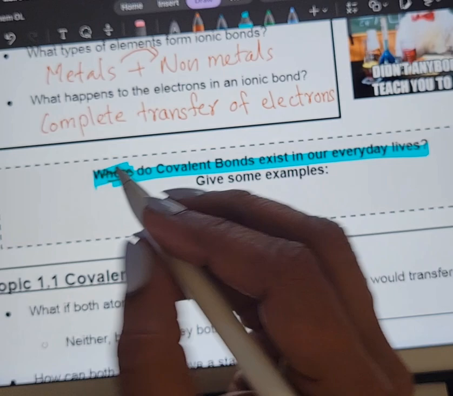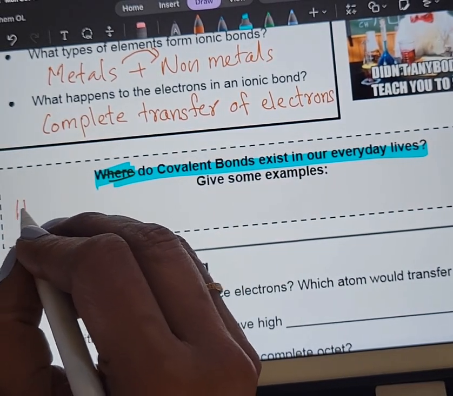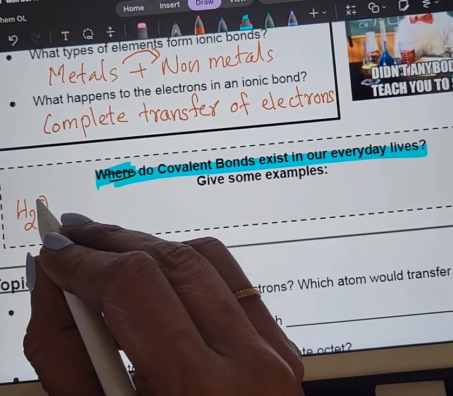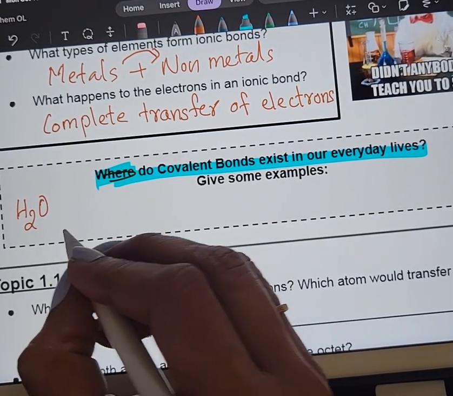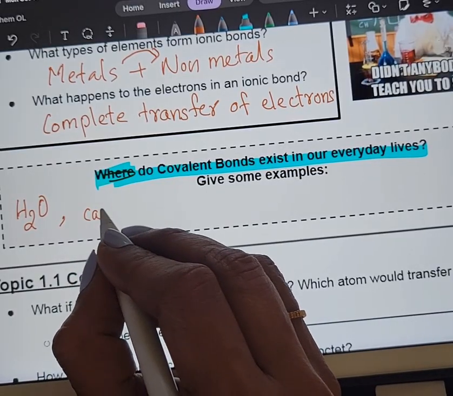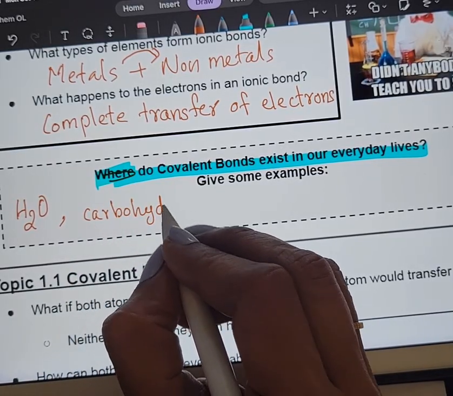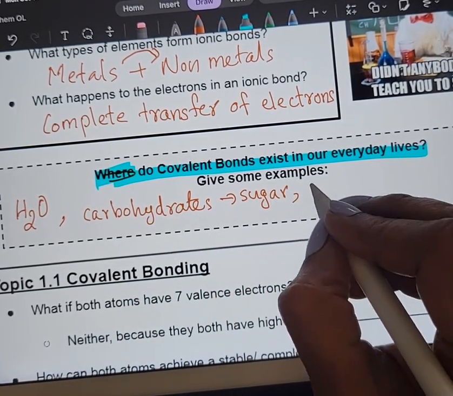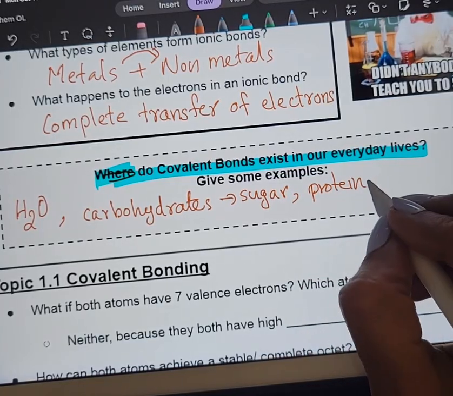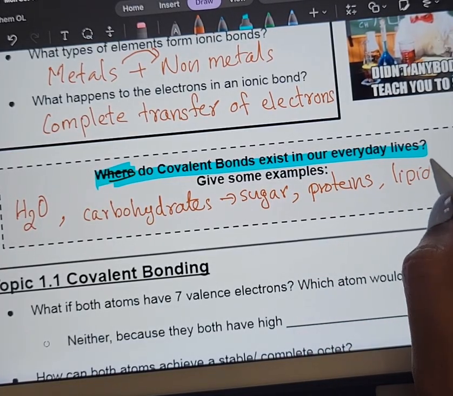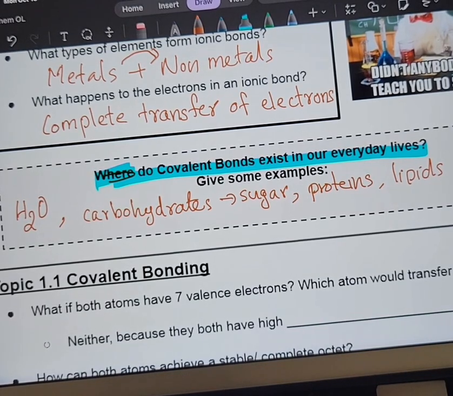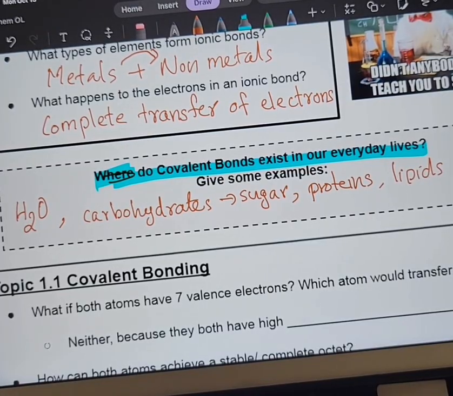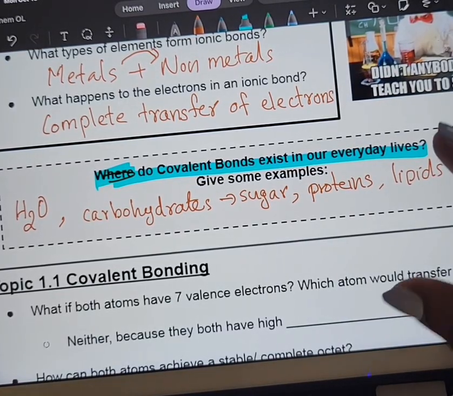If you can, go ahead and write. The first and most important one is H2O, which is called water. Our life won't exist without water. And all biomolecules, for example carbohydrates, a very good example is sugar. And proteins, lipids, everything. All biomolecules are covalent compound molecules. Cellulose, paper, wood, your wooden table, desk, everything contains covalent compounds.